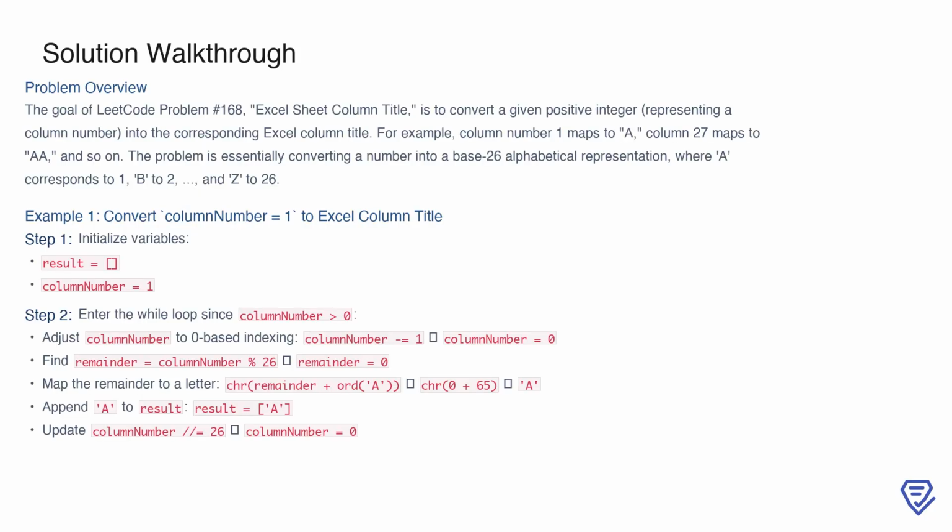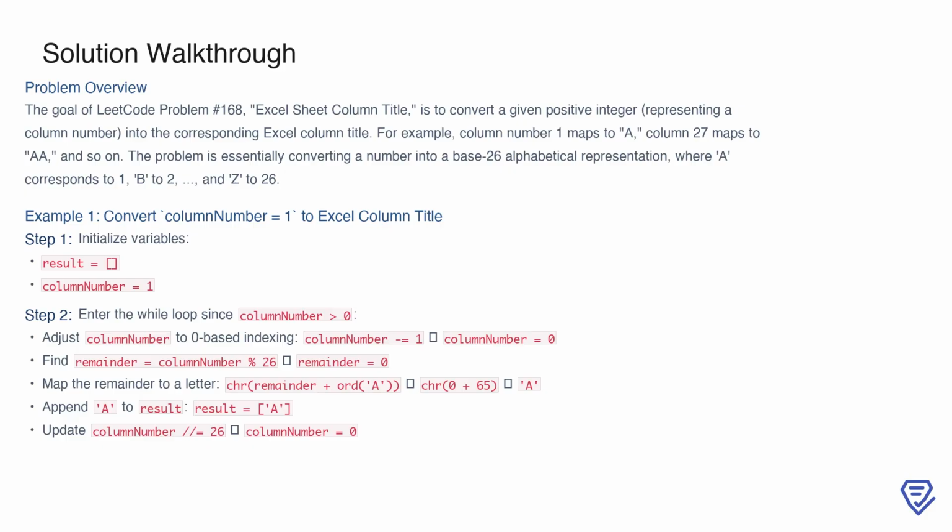In this problem, we need to convert a positive integer, which represents an Excel column number, into the corresponding column title. Think of this as translating a number to a base 26 system using letters instead of digits, where A corresponds to 1, B to 2, and so on up to Z, which corresponds to 26. After Z, the sequence continues with AA, AB, and so forth, just like how numbers increment in a multi-digit system.